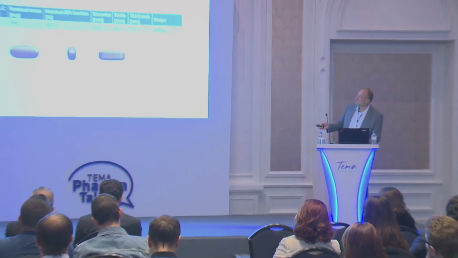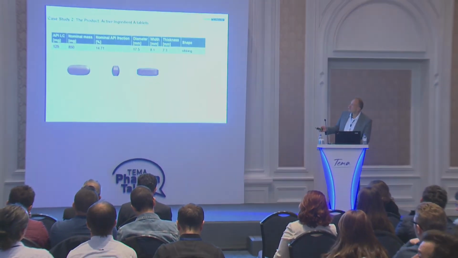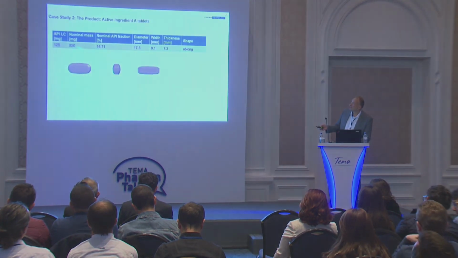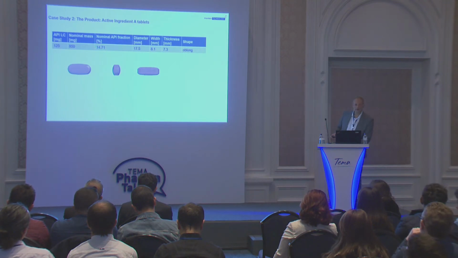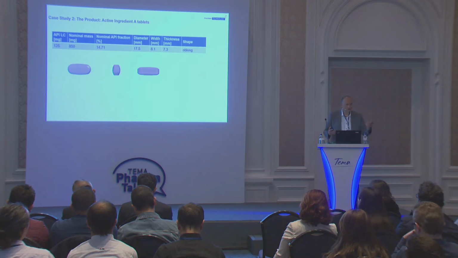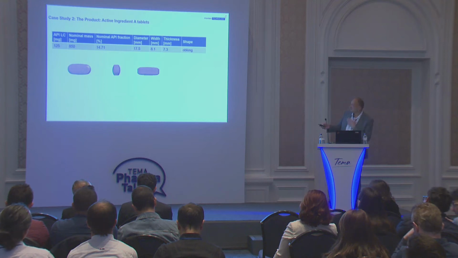Let's go to case study number 2. This is the tablet, whose name I may not tell you. We have here a label claim of 125 milligram. That means we have a nominal mass of 850 milligram, and we can calculate a nominal API fraction of 14.71. So it's between the low dose and the high dosed application tablet.